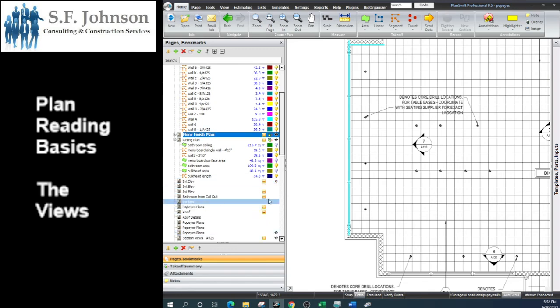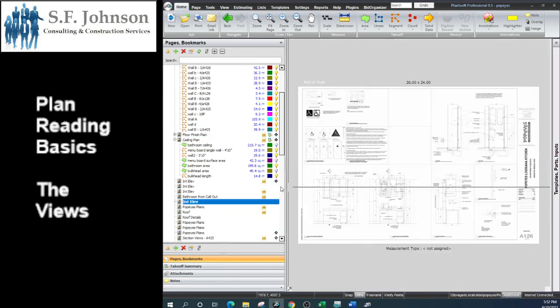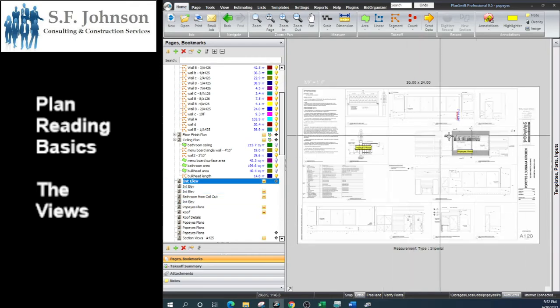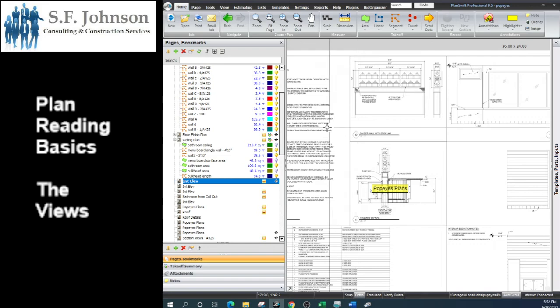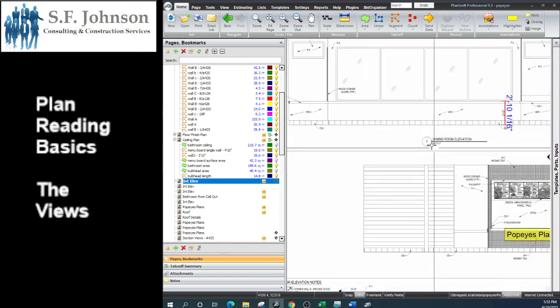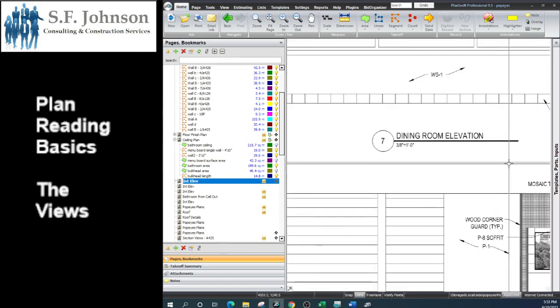Let's see, 7 over A120. This is 126, so we got to go back up a little, 7. And then image number 7. Okay, so image number 7 is right here, the dining room elevation.